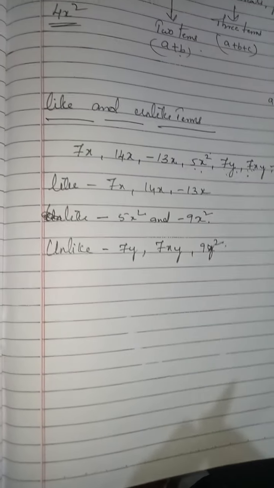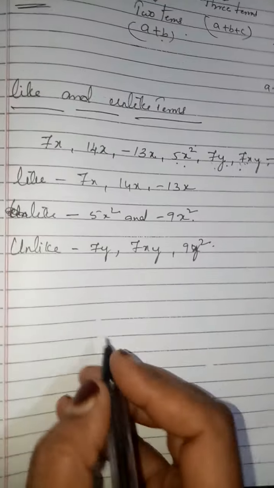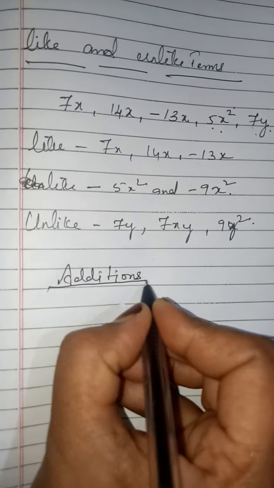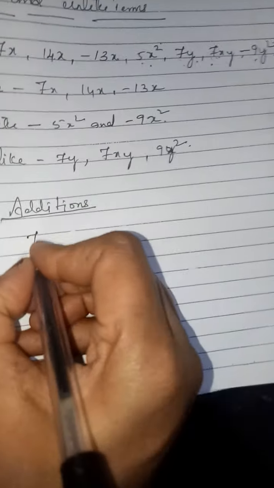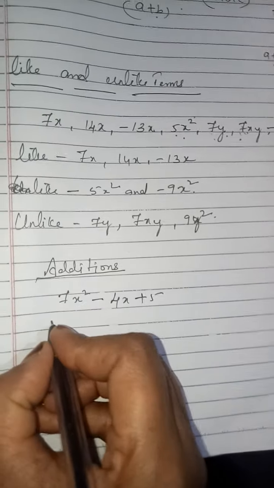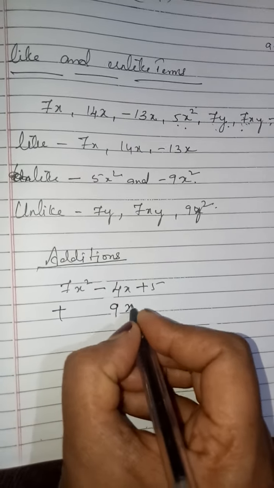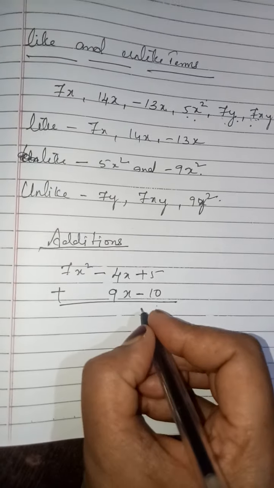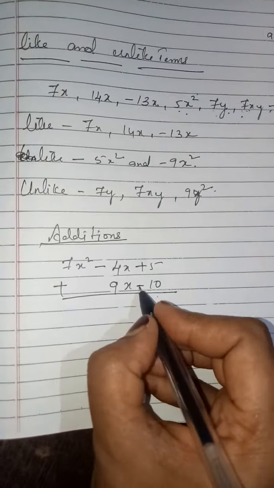Here if you see like and unlike terms, if the terms are like terms, then only we can add them. We can do the addition. Okay, if they are unlike terms, we are not able to do the addition. For example, if you are doing the addition here, 7x square minus 4x plus 5, add 9x minus 10. So we can add only these. These are the constants, isn't it? It is minus 10. It is greater than 5. So we have to write 5.